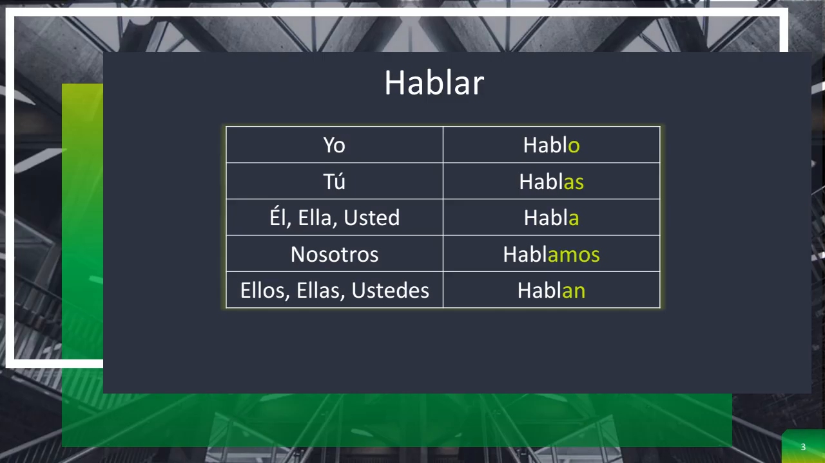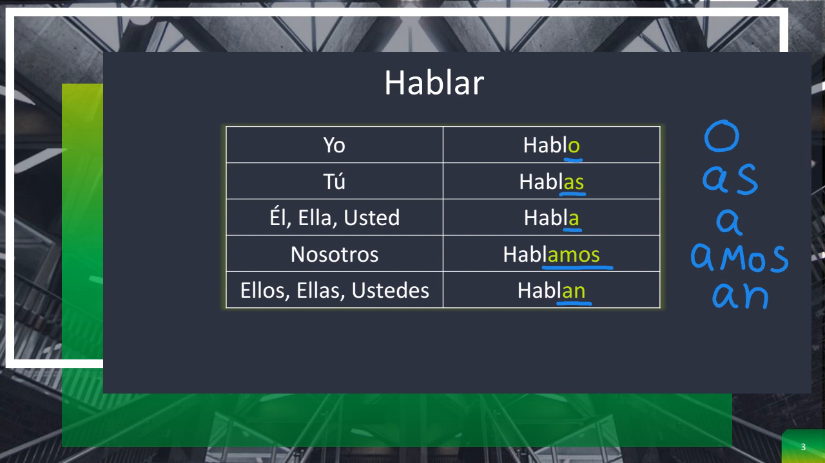Here are the endings for our AR verbs. So we have O, AS, A, AMOS, and AN. Please write these in your notes. These are going to be the endings for all regular verbs that end in AR when we're talking in the present tense.